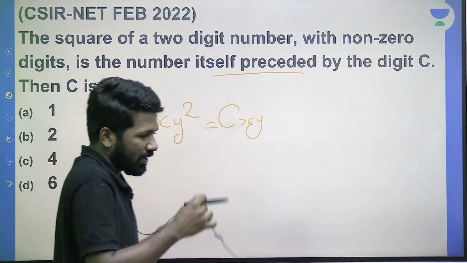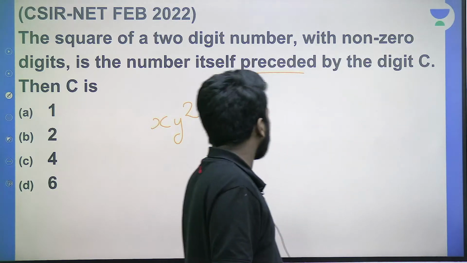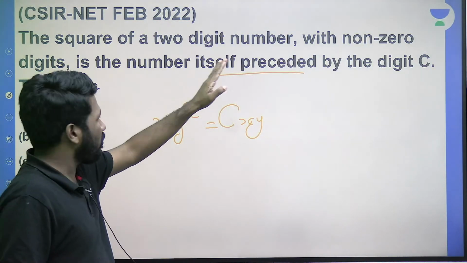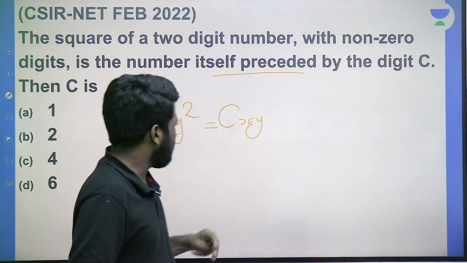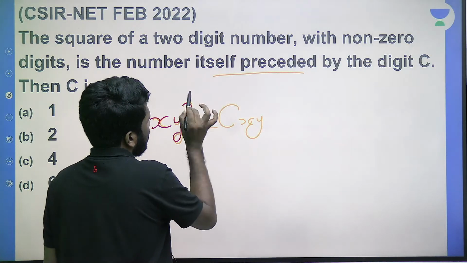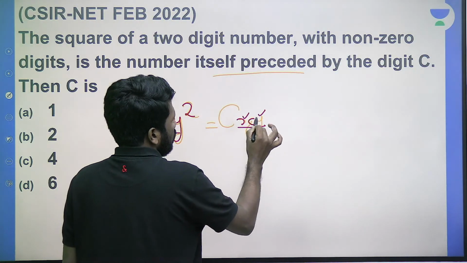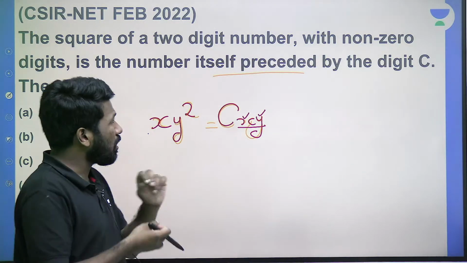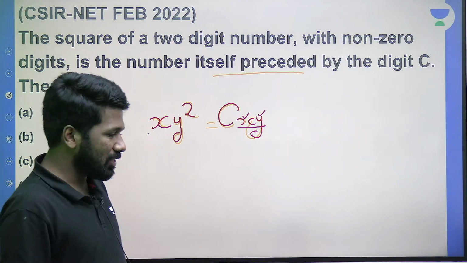Understand the meaning correctly. Don't read it partially, then you will be confused. Square of a 2-digit number is the number itself. Don't read only that much, read further. Preceded by the digit c. The square of the 2-digit number will have the 2-digit number as its last 2 digits, but before that there is one digit c. What is the value of that c? That is what we need to know. Are you all understanding this?